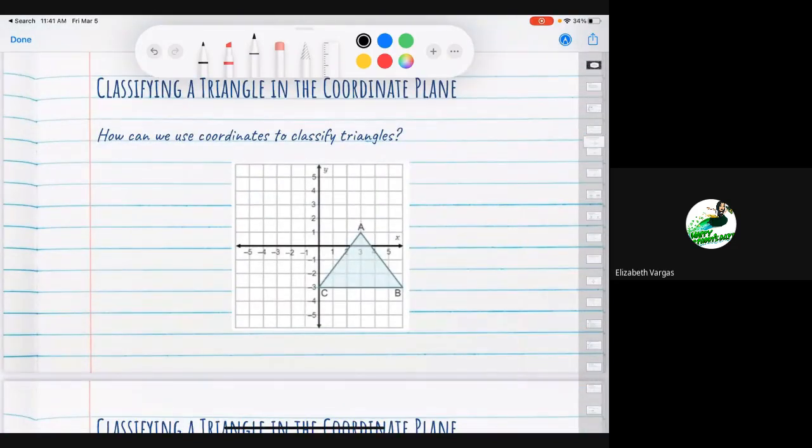So basically the way that we can do this is we can use the distance formula to find the measures of each of the different sides. And then from there, we can see how those sides relate to each other. Are they all different? Are 2 the same and 1 different? Are they all the same? And then by doing so, we're able to classify these triangles. So I'm going to go ahead and locate the coordinates of these different vertices. That's my first step.